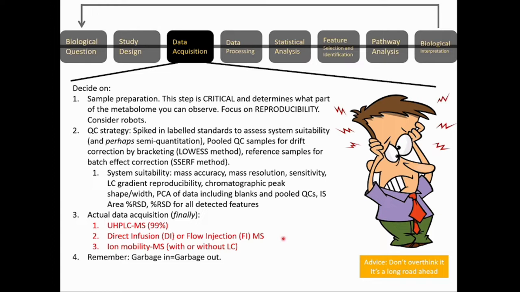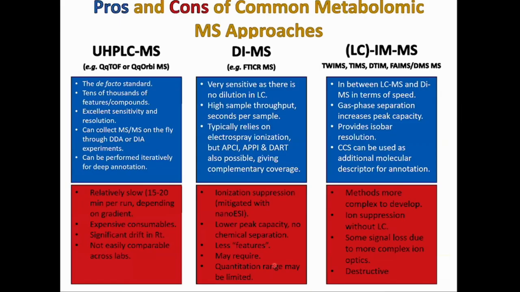You can use a direct infusion mass spectrometry technique, or even more sophisticated techniques, such as something called ion mobility that is up and coming. And many people are starting to use that in metabolomics. But again, if the sample preparation is not done properly, garbage in, garbage out. No matter how fancy an instrument you have, the data is not going to be good and you're going to have to rerun your samples.